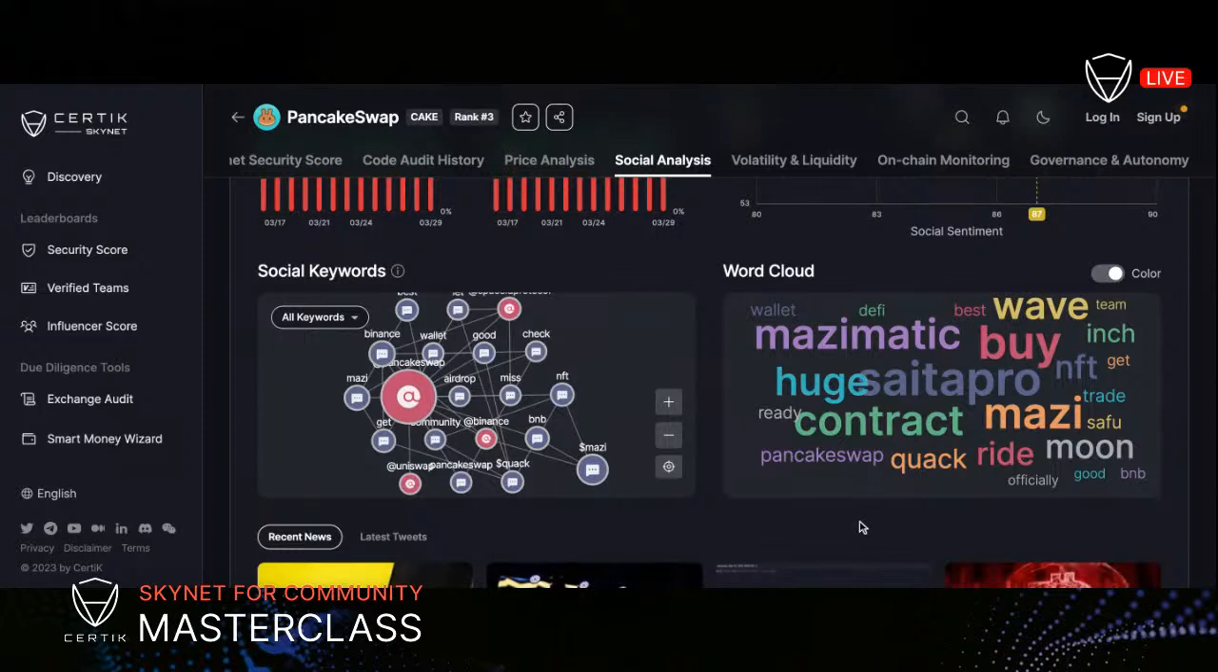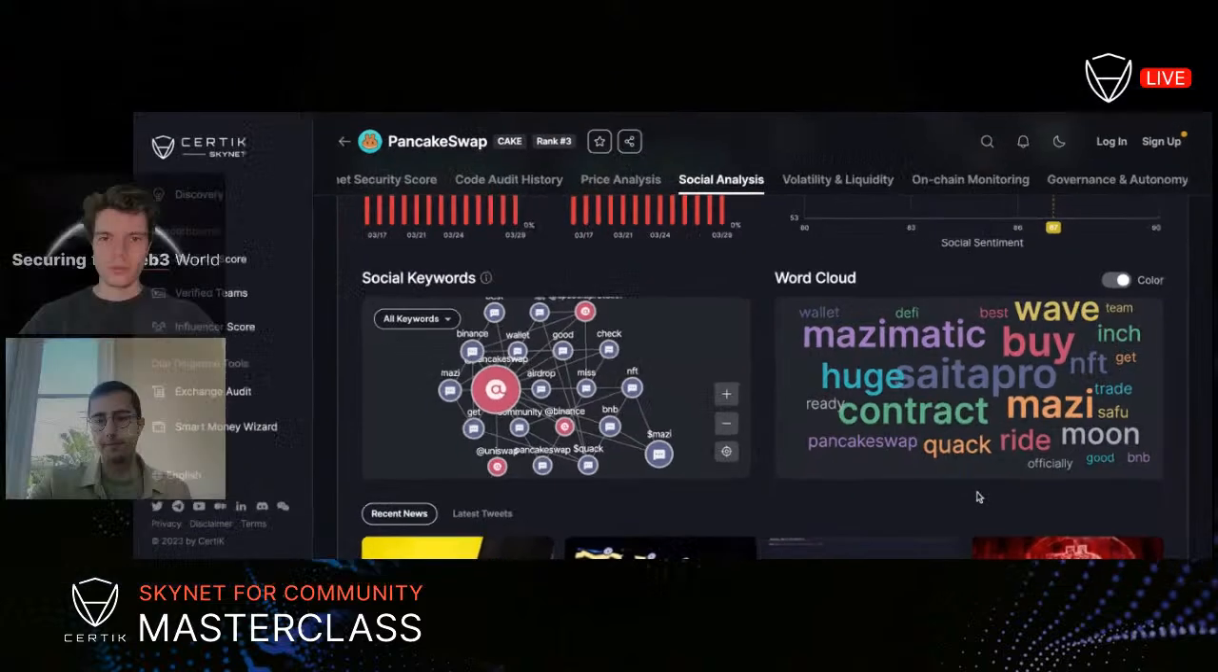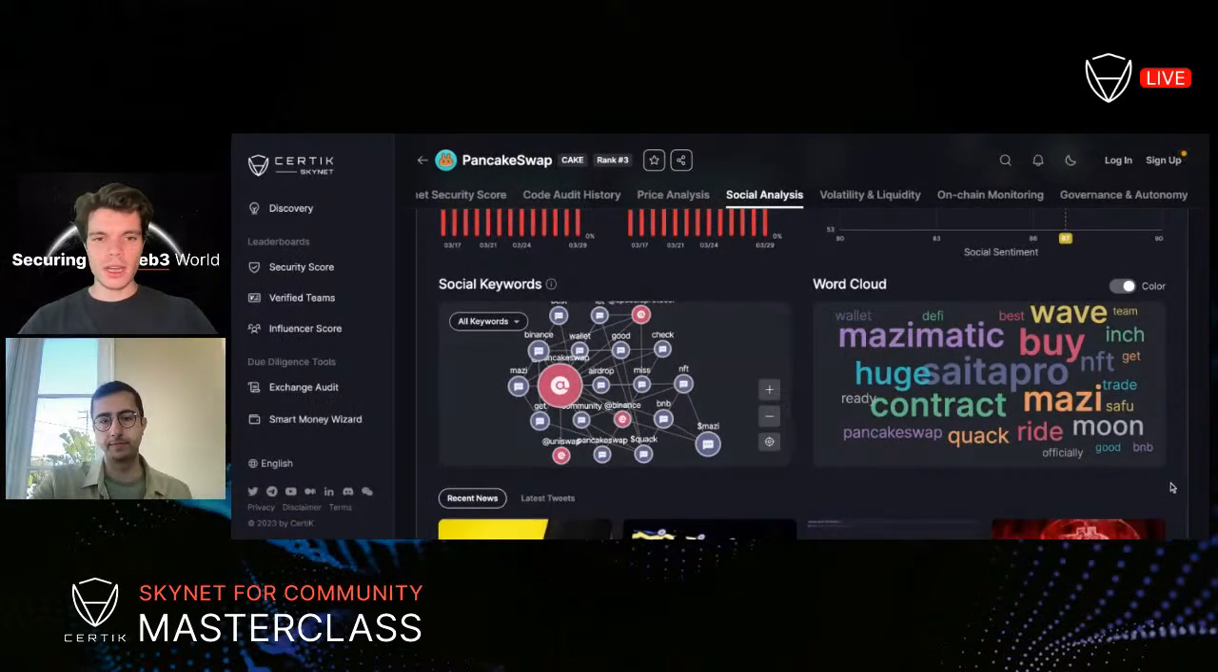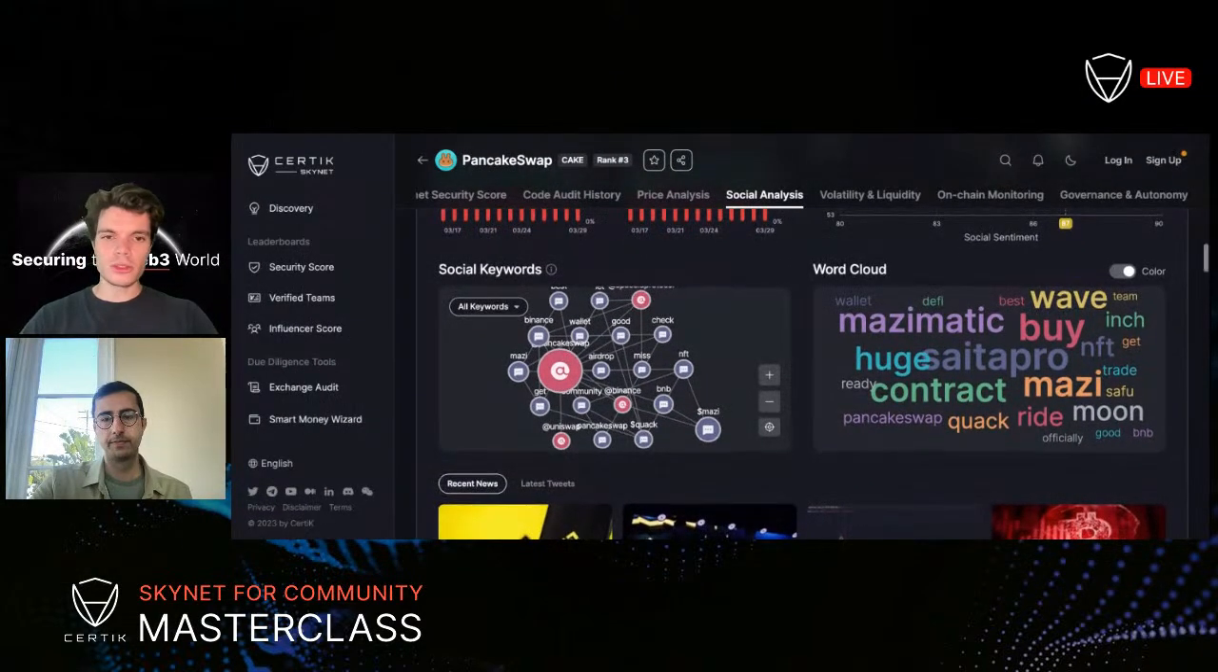And then on the right side, you can see the magnitude of what's being discussed, right? So the larger words are the words that are being more frequently picked up by the NLP system, whereas the smaller words are also being often discussed when it comes to PancakeSwap, but they're a little bit less frequent. That's a really great way to get an idea of the sentiment of a project at a glance.